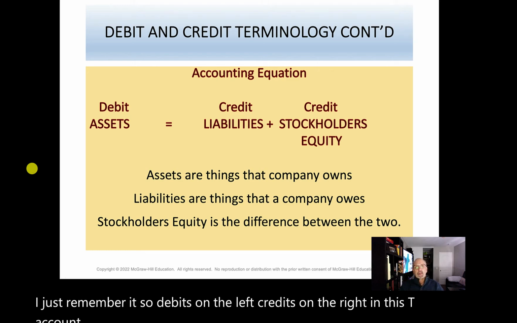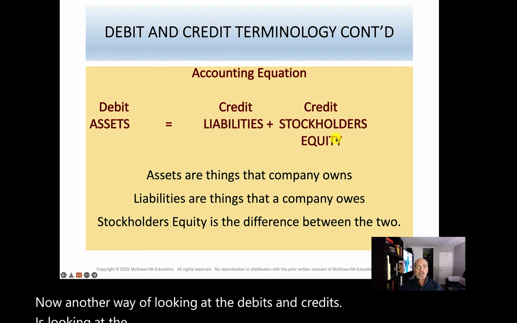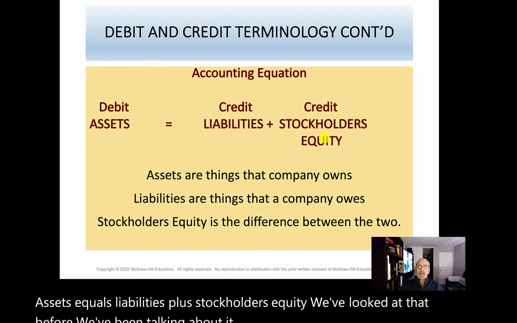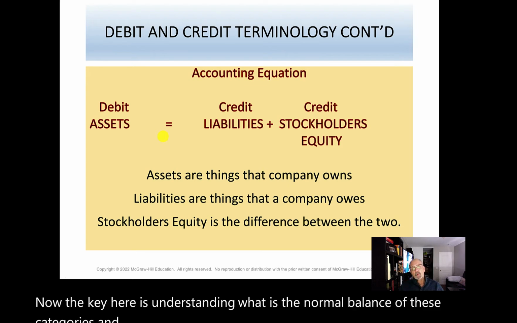Now, another way of looking at the debits and credits is looking at the accounting equation. Assets equals liabilities plus stockholders' equity. We've looked at that before. We've been talking about it for 2 weeks. Now, the key here is understanding what is the normal balance of these categories. And what normal balance means is what will increase these categories.